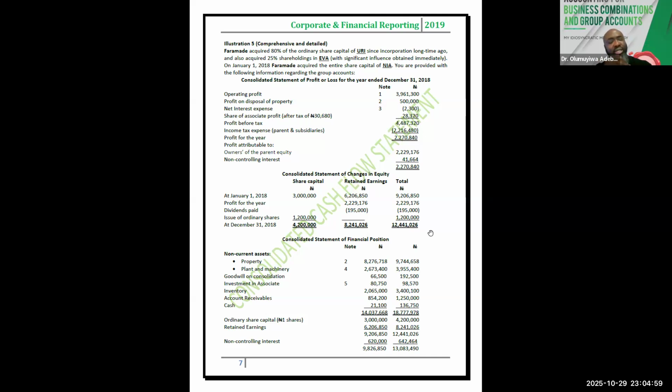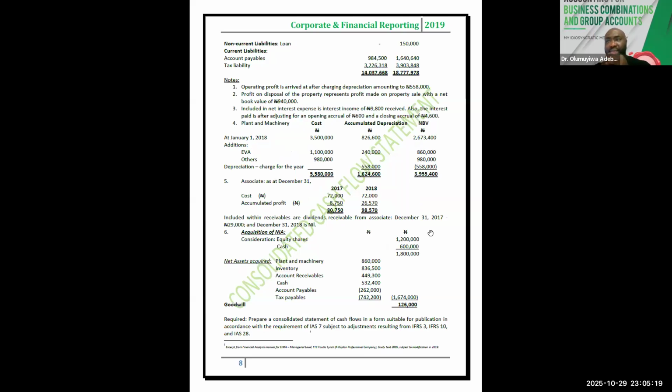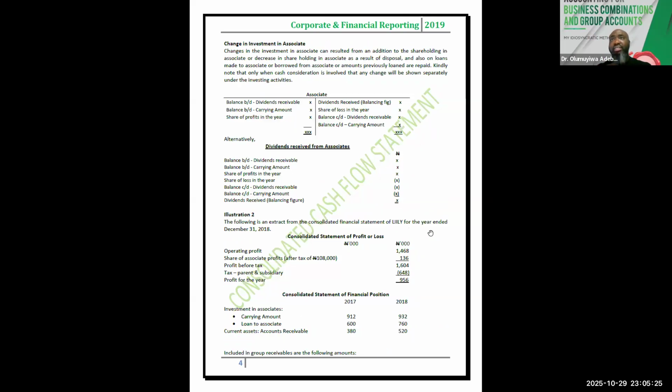And I think it was November 2024 or May 2024, one of those dates, where the examiner examined consolidated statement of cash flow. But this particular one is very comprehensive. It has all of the principles we introduced at the start of the session, which means how to treat non-controlling interest, how to treat associates within that statement, how to treat acquisition and disposal of subsidiaries during that year.